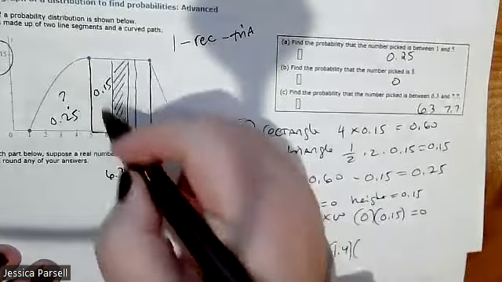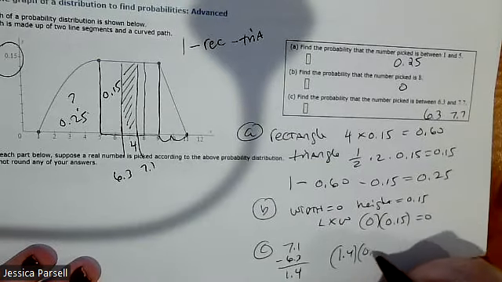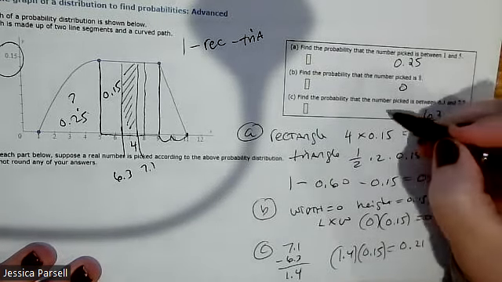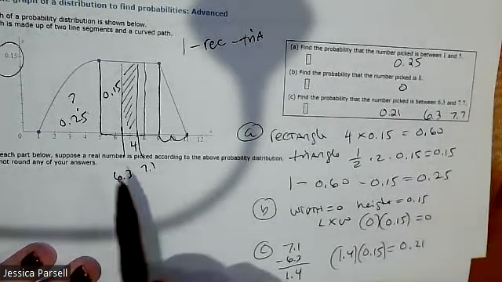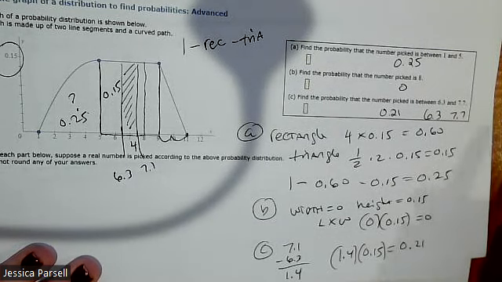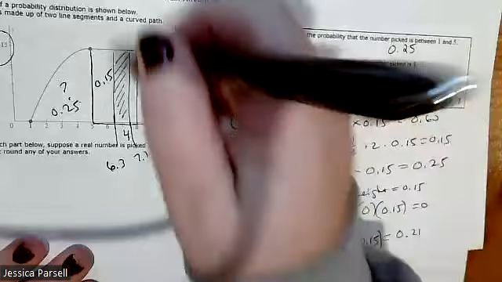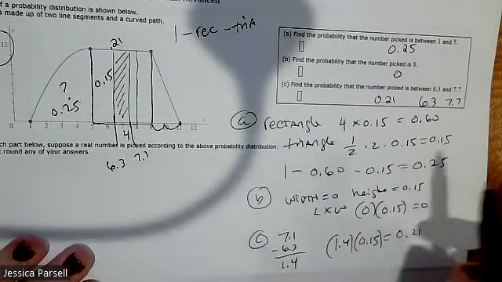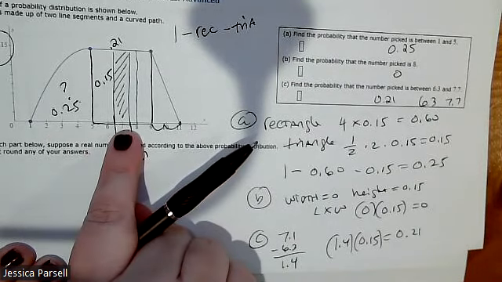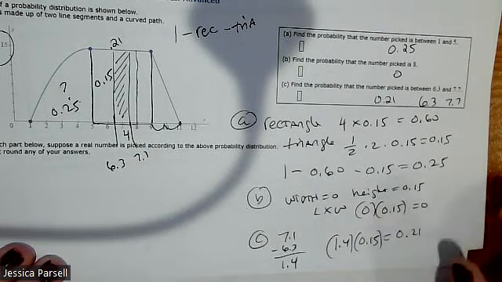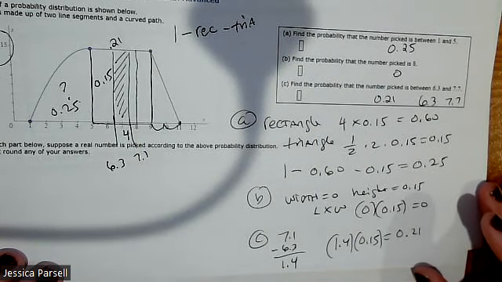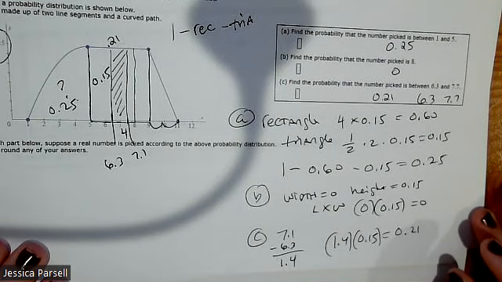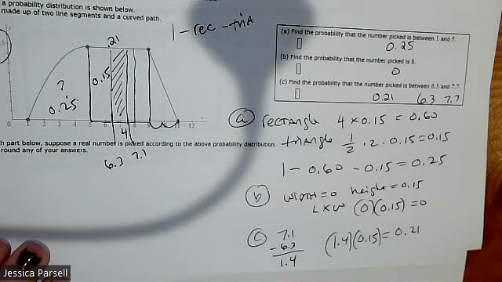1.4 times your height, still 0.15. So 0.21 hopefully is what you're getting for the probability that you'll pick a number between 6.3 and 7.1. So that little chunk is just 21% of that whole area, which is 100%. So you've got your 25%, and you've got a little chunklet of 21%. So hopefully with a couple of examples now, you're feeling a little more confident if you weren't before. Let's move on to the next topic.